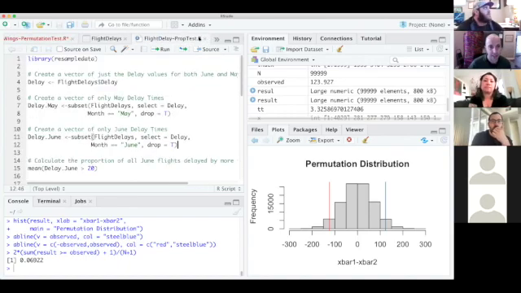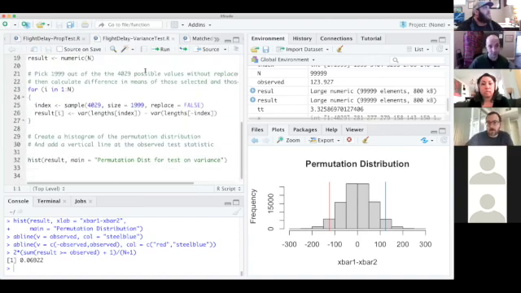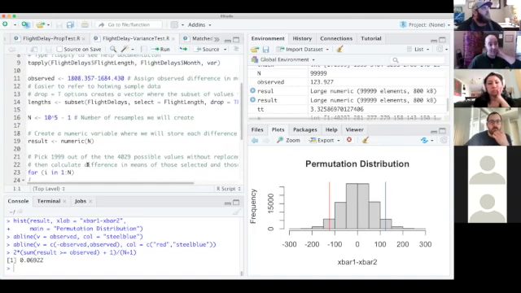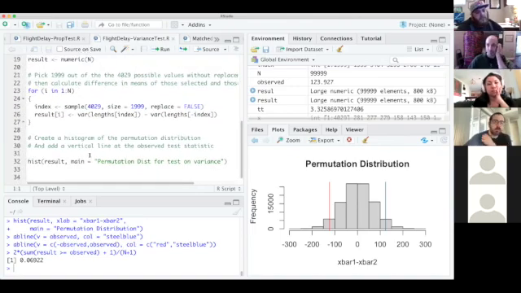So all of that is in its own file, flight delay variance, which goes through exactly what we just did here. I don't think I have the line for the p-value over here, however. This just created the distribution. So you would need to add the code for the p-value for this part. Any questions?